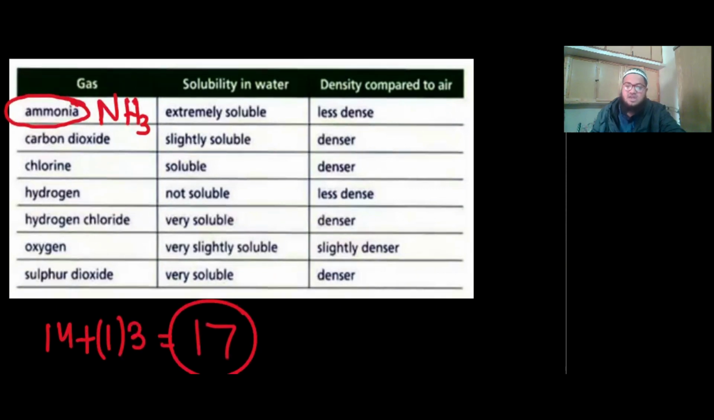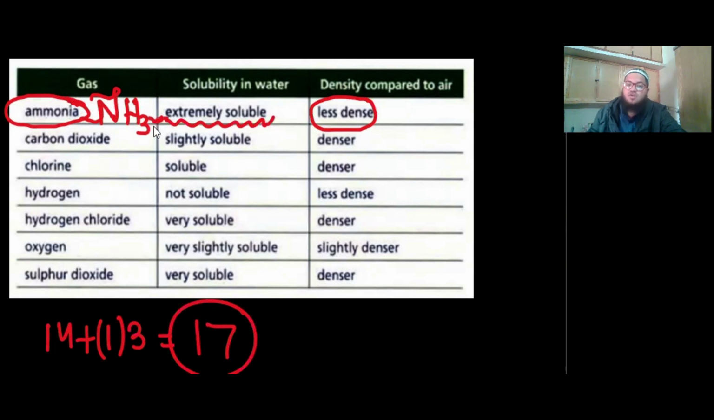Is 17 less than 30 or not? It is less than 30. So that means it is less dense compared to air. And by the way, the solubility has nothing to do with the density, of course. It depends upon the nature of the gas, the polarity of the gas. Well, we don't need to go into a lot of detail of polarity over here in O levels, but ammonia, just remember that it is extremely soluble in water.